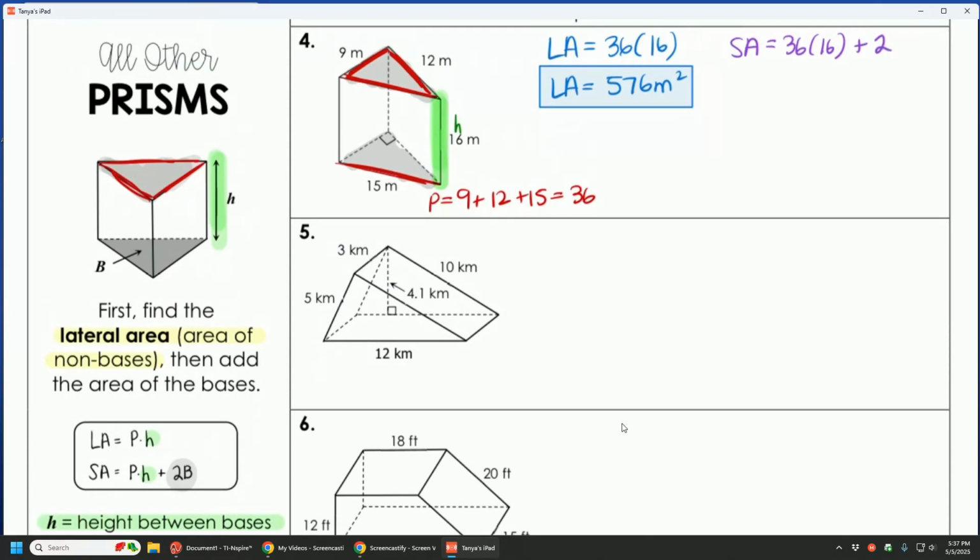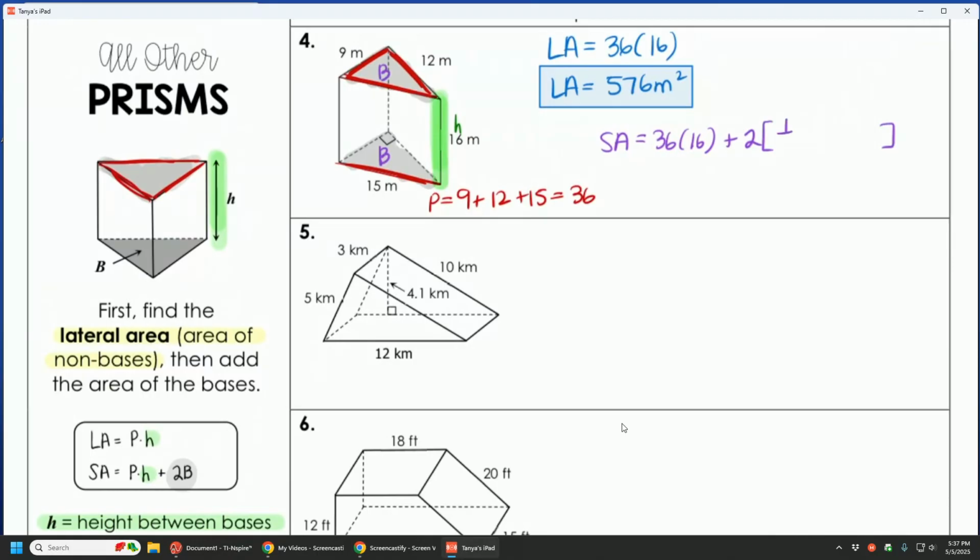So actually, you know what? I'm going to scoot this down to the bottom because I know I'm going to need some space. I need that 2 there. But now for capital B, in this picture, those are B, those are the bases. I need area of a triangle. So I know that area of a triangle is 1/2 base times height.